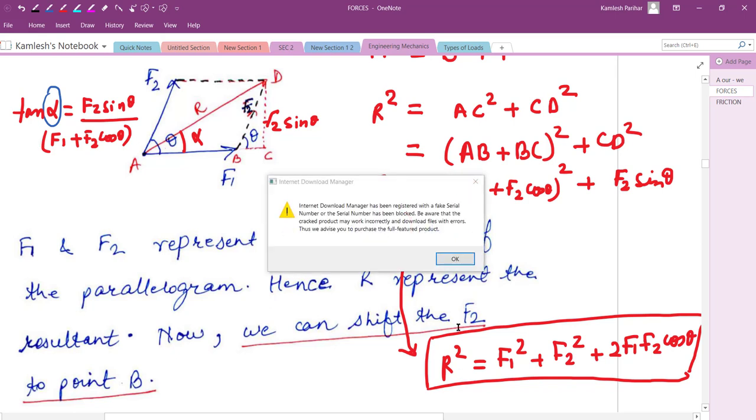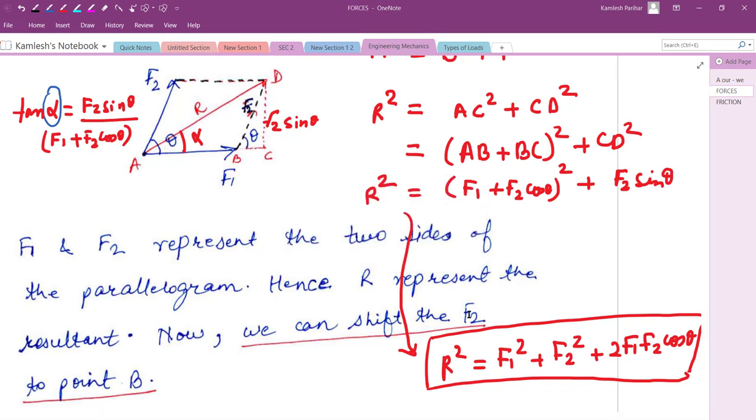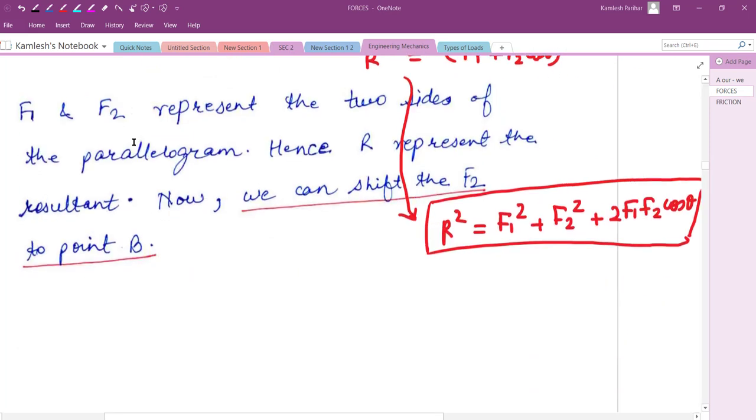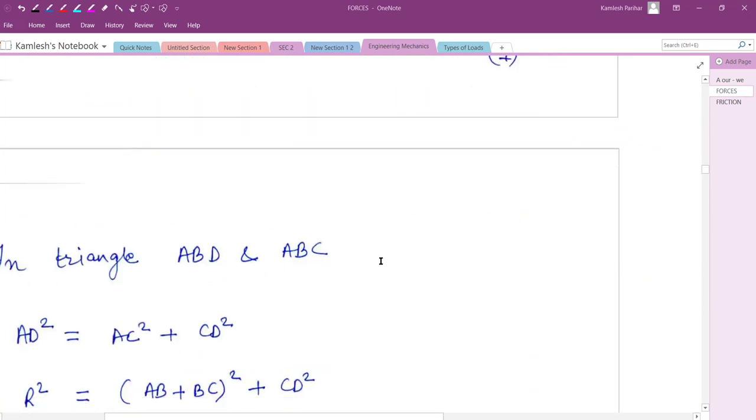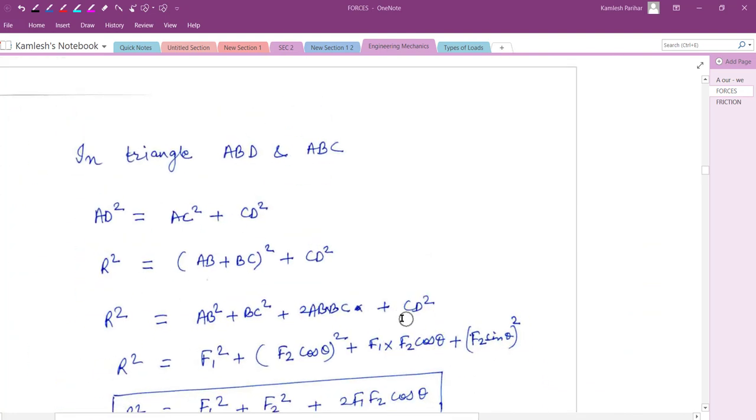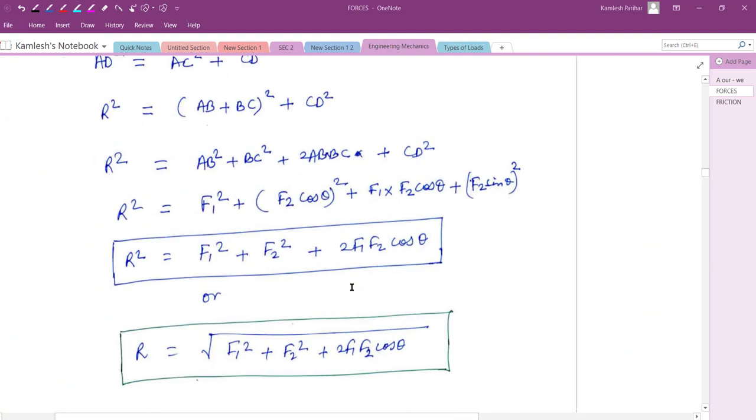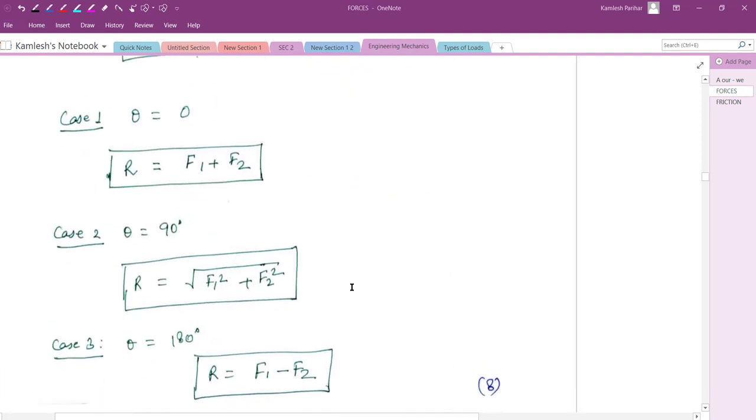Resultant R square equals F1 square plus F2 square plus 2 F1 F2 cos theta, and tan alpha equals F2 sin theta upon F1 plus F2 cos theta. Clear? Okay, next, this is the derivation which is given in the notes. You can find the notes in the comment box.